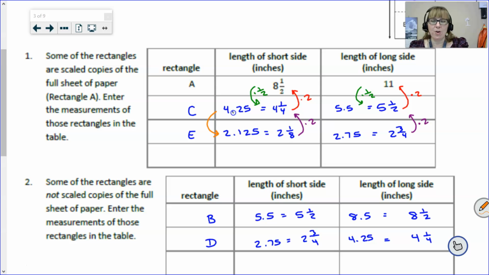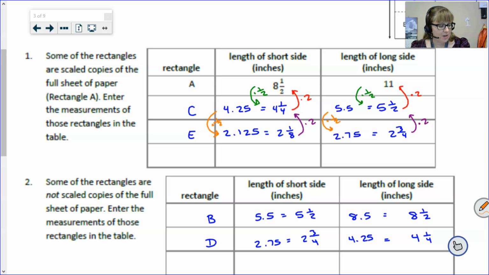4 1/4 halved is 2.125. And notice how I wrote that. I did say halved. That's the same as dividing by 2, but I wrote it as multiplying by 1/2. It's because I'm trying to make some connections here. This would be our scale factor. Since these are scaled copies, we're looking at how it's changing. We're multiplying by 1/2, so of course this would also be multiplied by 1/2.